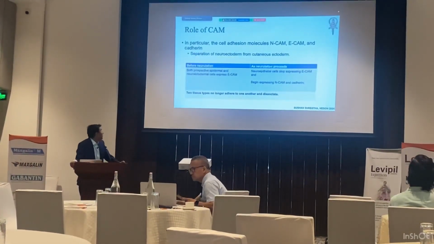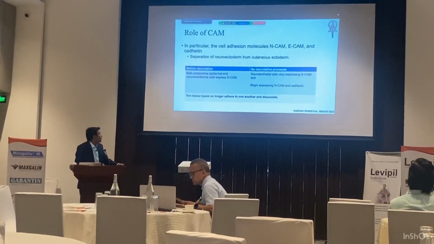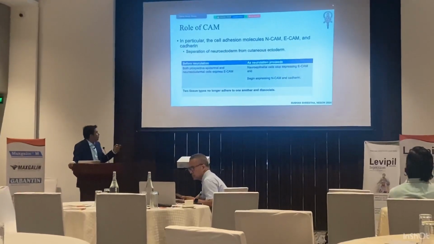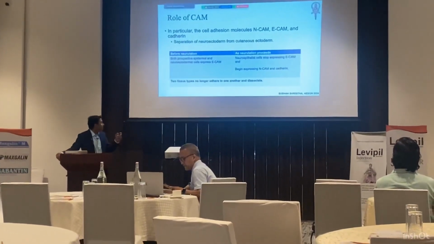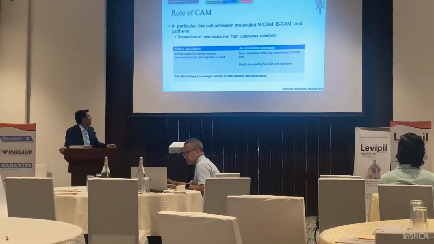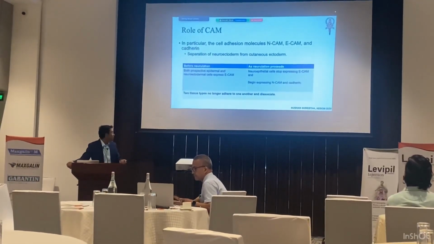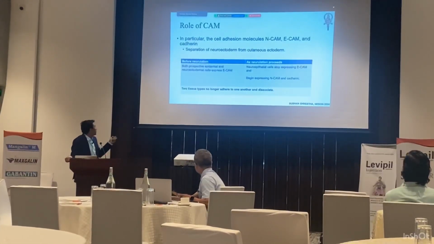In particular, the cell adhesion molecules are very important for the differentiation of the cutaneous ectoderm and the neuroectoderm, where during the process of neurulation, neural cell adhesion molecules will be expressed by the neuroepithelial cells, so that there will be formation of the neuroectoderm on one side, and then the prospective epidermal cells will form the epithelial cells.